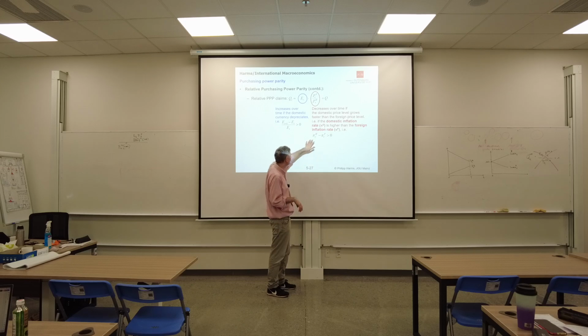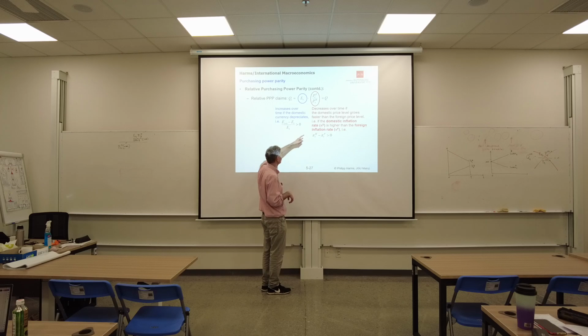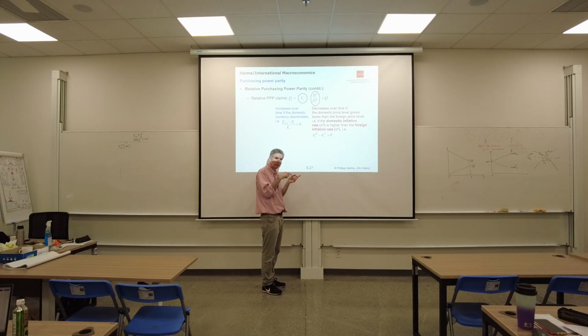The postulation is that if pi h is greater than pi f, so if that ratio goes down, E goes up. And if pi h is smaller than pi f, so that is negative, then this goes down. So there should be a relationship between the evolution of the nominal exchange rate and inflation differentials.